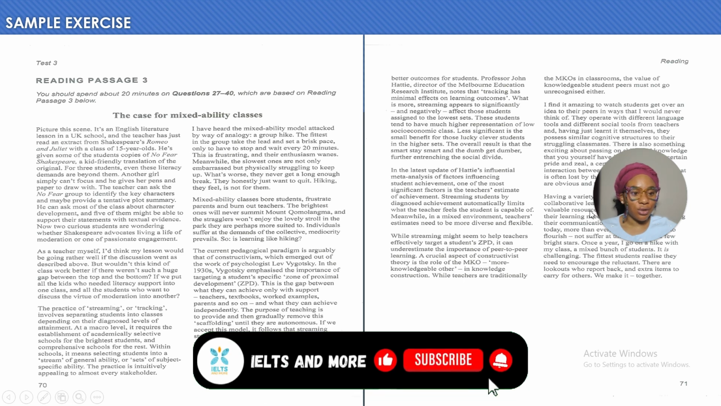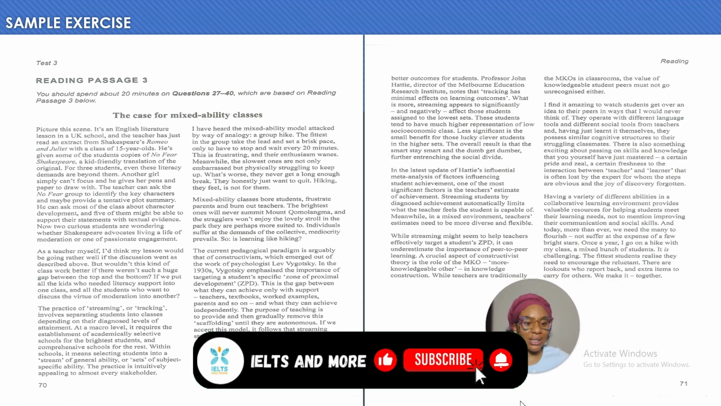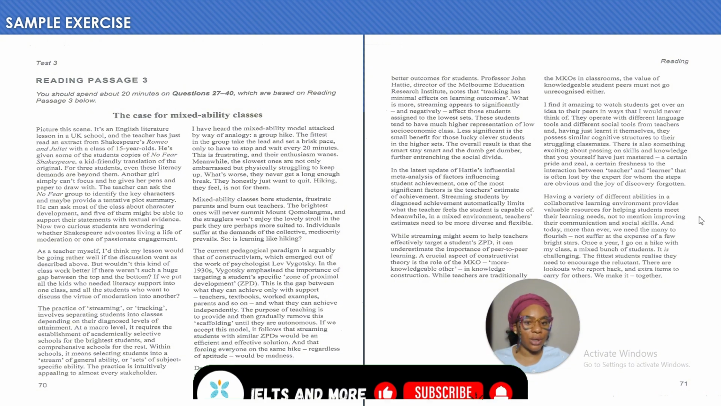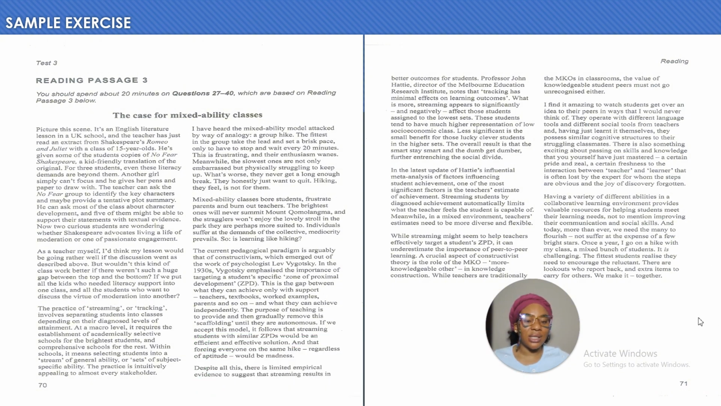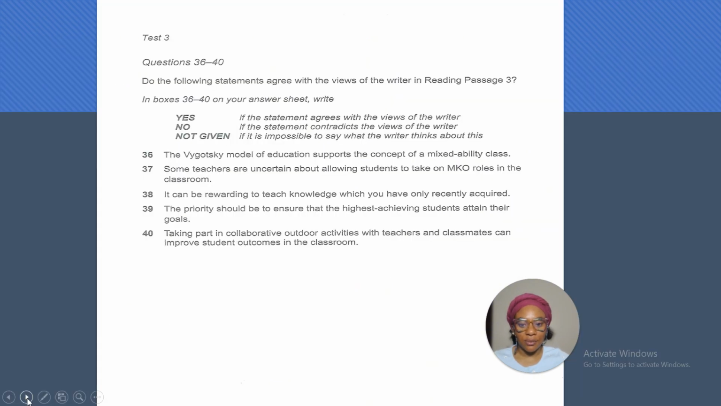Now, of course, as usual, we're going to look at a practical example, right? Practical example, so that you see what I'm trying to say. All right? So this is the passage. The heading says, the case for mixed ability classes. The case for mixed ability classes. All right? You've read your heading, you go and look at the question.